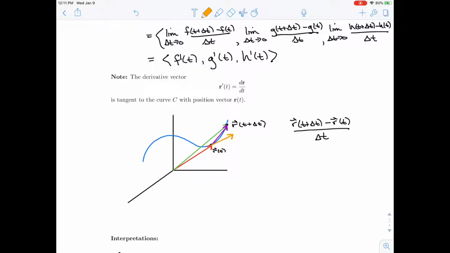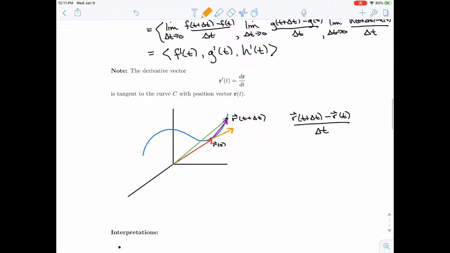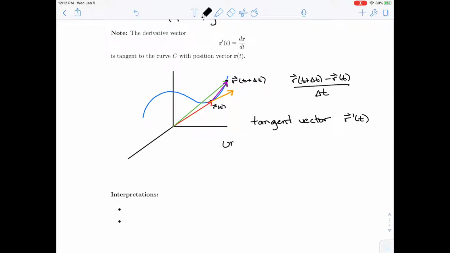Okay, so that is the derivative of a vector valued function, and the derivative is always going to be tangent to that vector valued function. So when we talk about the tangent vector, we're talking about r prime of t, and it's useful for us to define the unit tangent vector. That's going to be capital T of t, and that is going to be the derivative of r of t divided by the magnitude of the derivative of r of t.